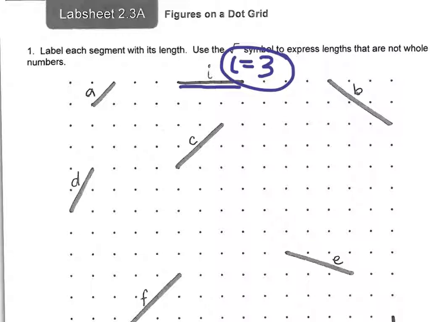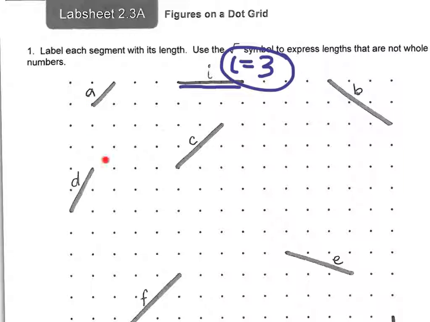Now you can see that most of the line segments on this page are tilted line segments. They're not line segments that are strictly horizontal or strictly vertical. When that's the case, we can't just count how long the line segment is. We're going to have to use our knowledge of squares and square roots to help us. So for each of these tilted line segments, you're going to start by drawing a tilted square.